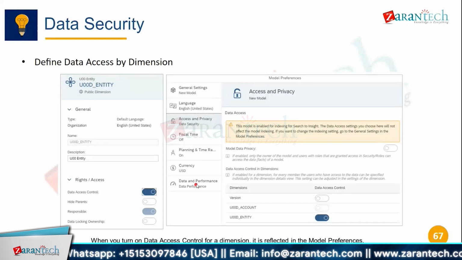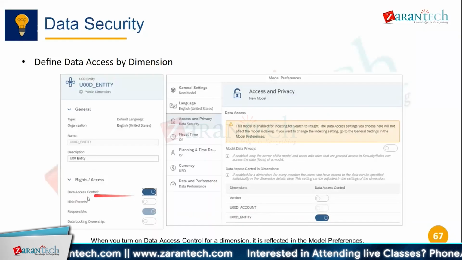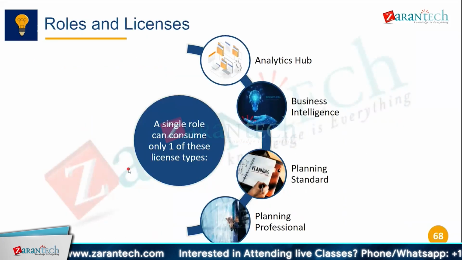I will show you an example. So this is a screenshot. I think we have covered this part of the planning role, right? Planning demo, where we modified the access settings. We enabled this entity dimension for data access control. You can also define this data access control in the right side panel. So once you define it, you will be able to control.